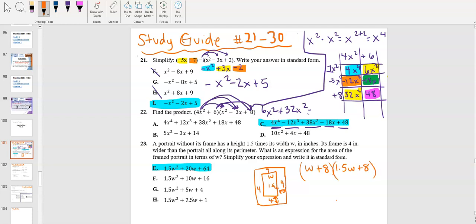And then we're going to factor. So this one's just a binomial times a binomial, so foiling works really well. We're going to do W times 1.5 W. That's 1.5 W squared. We're going to do W times 8. That's 8W. We're going to do 8 times 1.5 W. That is 8, 9, 10, 11, 12 W. And then we're going to do 8 times 8, which is 64. Okay, combine our like terms here. And you're going to get 20W in the middle, which means that E has to be our answer. We also know that because our end pieces have to be 64.